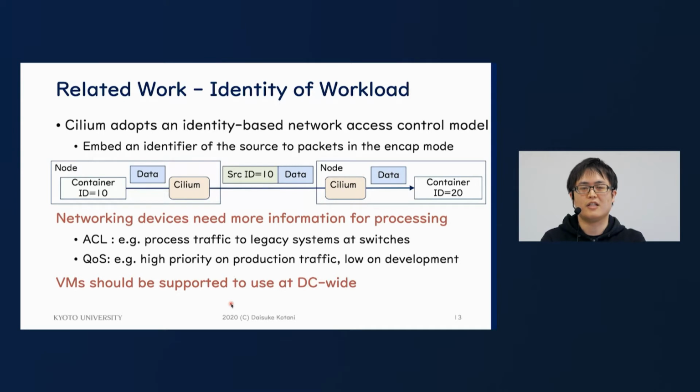Kubernetes has a network plugin called Cilium. This is actually very interesting. It adopts an identity-based access control model. How does it work? First, when a packet is sent out from a source container, the source container's identity information is embedded in the packet. And at the destination, the source container ID and the destination container ID are compared to control access.